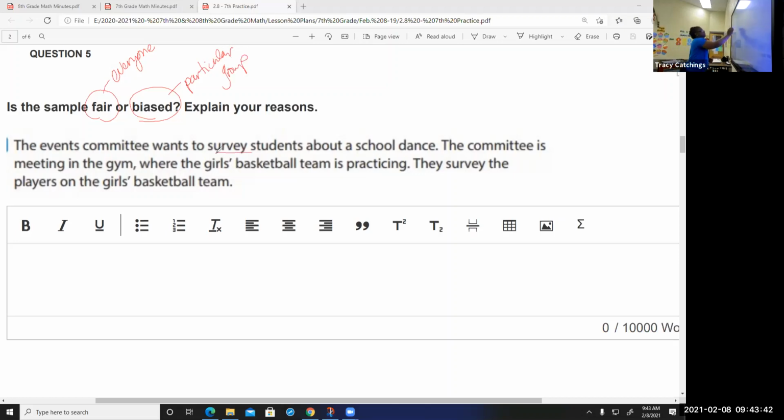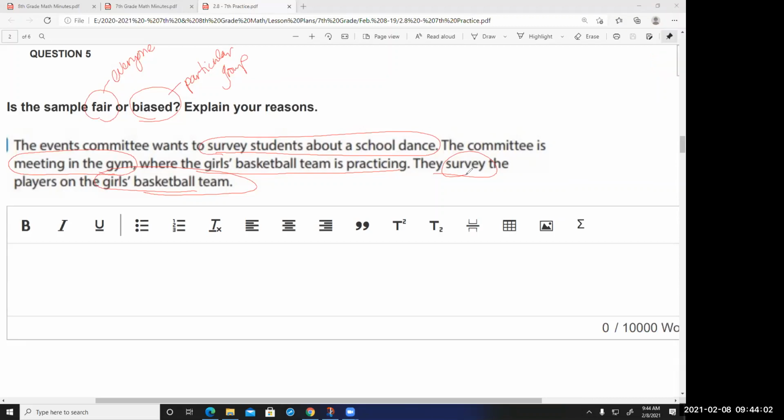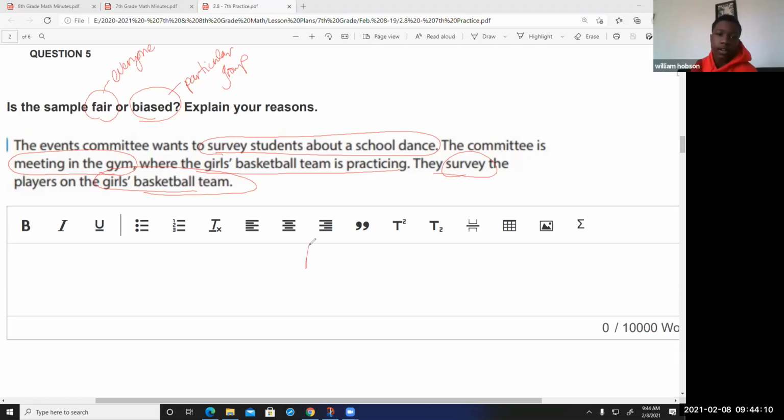All right, they said they're surveying students about a school dance. They decided to meet in the gym, and the girls' basketball team is practicing. So they only surveyed the girls' basketball team. Is that fair? Did everybody have a chance to be surveyed? Or is it biased, only a particular group? Bias. Why you say bias? Because it's only a particular group.